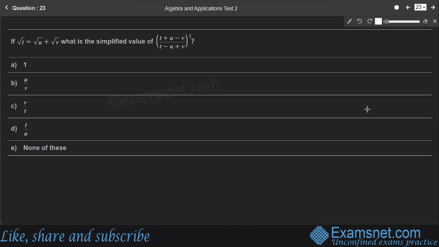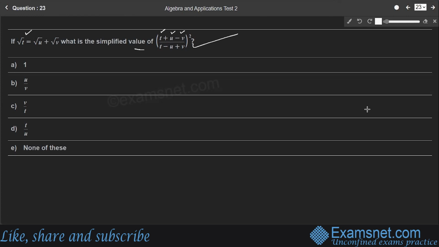Question 23. If root t is equal to root u plus root v, what is the simplified value of ((t + u - v)/(t - u + v)) the whole squared? We need to find the value of this expression, in which we have three unknown terms, three variables: t, u and v.